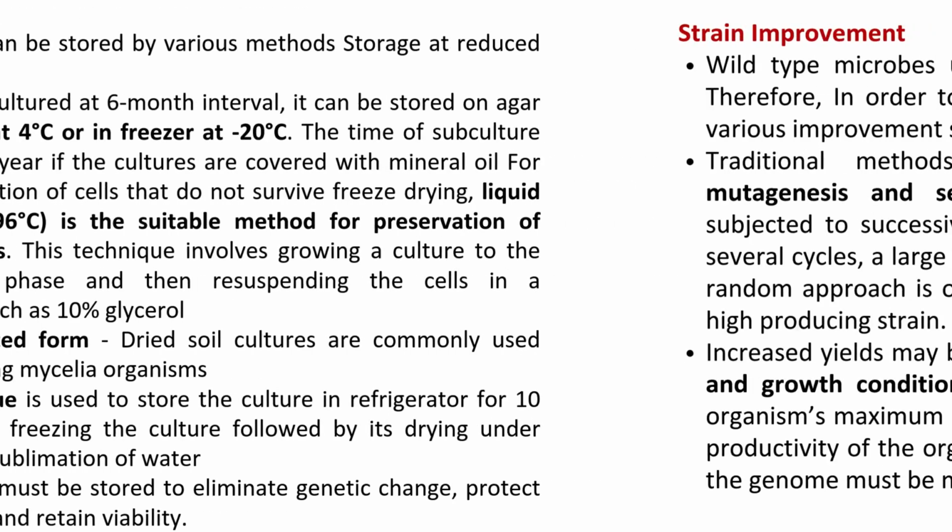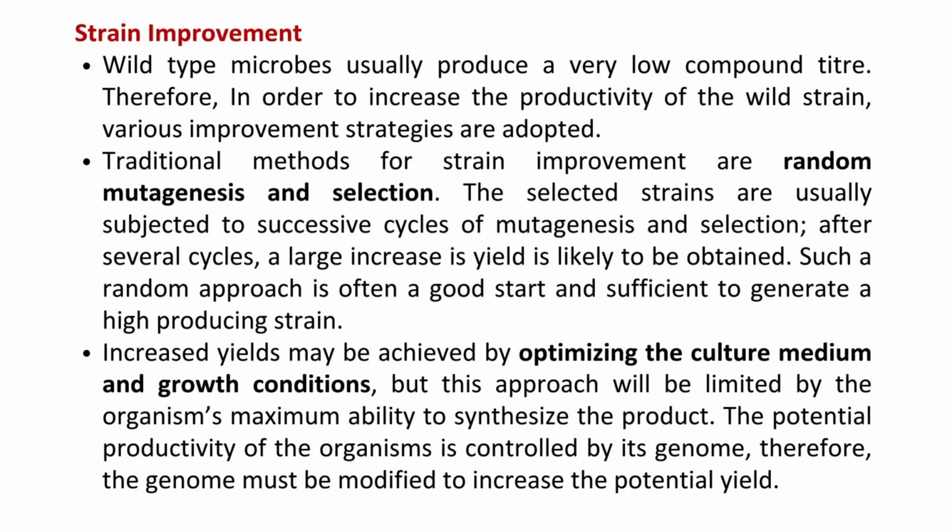Moving on to strain improvement. Wild-type microbes usually produce very low amounts of a compound. To increase productivity, we use improvement strategies. Traditional methods involve random mutagenesis and selection. Selected strains undergo repeated cycles of mutation and selection, often leading to a large yield increase after several cycles. Yields can also be improved by optimizing the culture medium and growth conditions. However, this is limited by the organism's genetic potential. To break that limit, we must modify the genome.